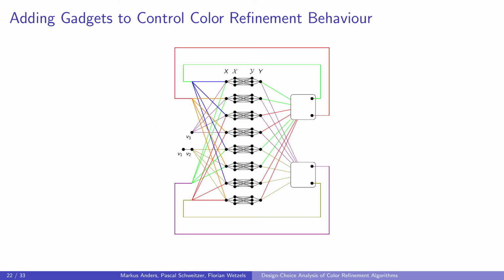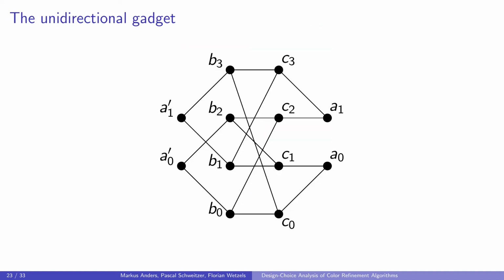It is possible to enforce the worst-case behavior by adding gadgets instead of the simple pairs that continue through the different rounds. For the lower bound construction, we would insert so-called AND gadgets that need all quarters, eighths, and so on to be split in order to be activated and to continue the next refinements. But we want to construct adversary graphs for specific strategies, so we need other gadgets, which I will show you now. The first gadget we need is the unidirectional gadget.